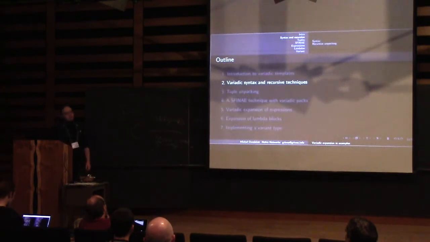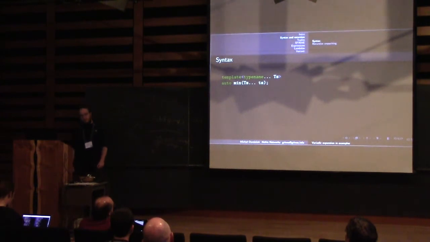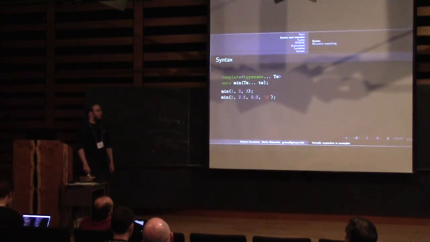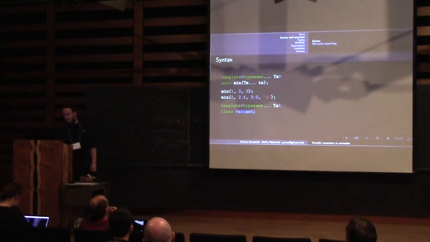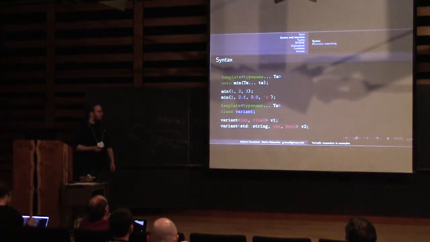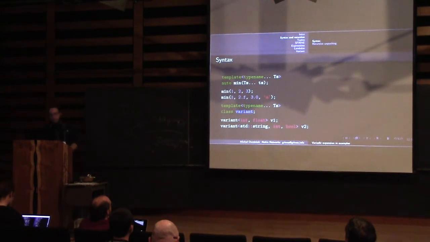So in C++11, variadic templates were introduced. We can have a function that takes any number of arguments of any types, and we can call it with basically anything. And we can have a class. I hope the blue is visible. We can have a class that's templated on many types, and we can instantiate it with any number of arguments. So how does it work? How can we actually use this thing?